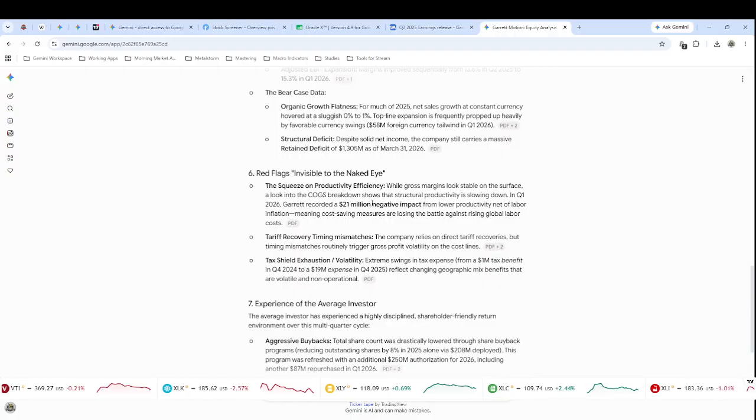So it shows that structural productivity is slowing down in Q1 2026. Garrett recorded a $21 million negative impact from lower productivity net of labor inflation, meaning cost saving measures are losing the battle against rising global labor costs.